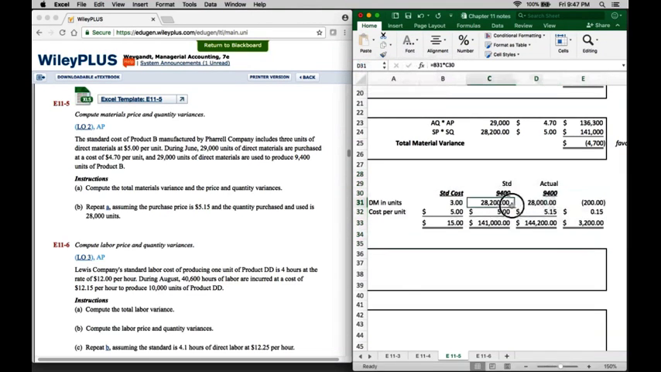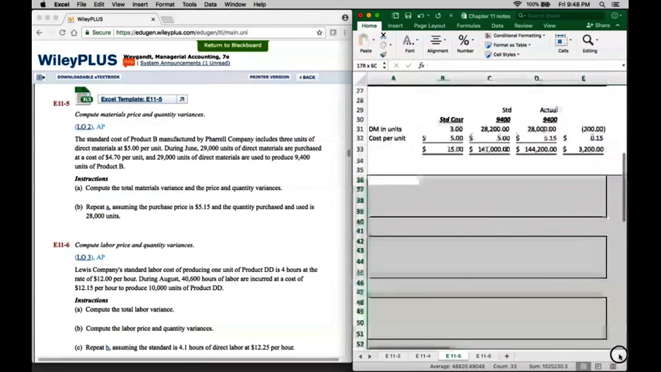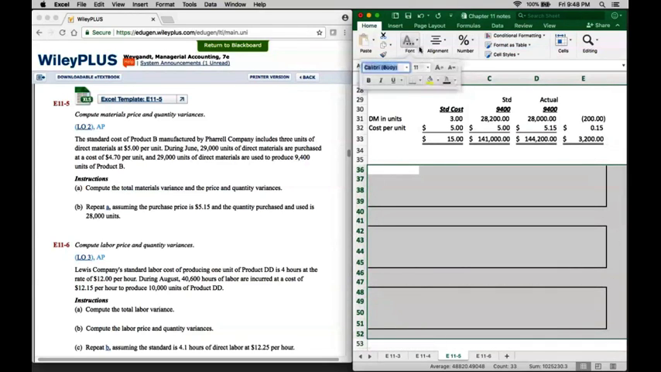Let's eyeball these two. The quantity, favorable or unfavorable? I was supposed to buy 28,200 for this level of manufacturing. I actually used only 28,000, so that 200 is actually favorable. The price should have been $5. I paid $5.15. Favorable or unfavorable? Unfavorable, I paid more. So you will write down the same formulas, and once you plug it in, I'm just going to highlight all of this and we'll work our way through and see if we agree with what I have over here.